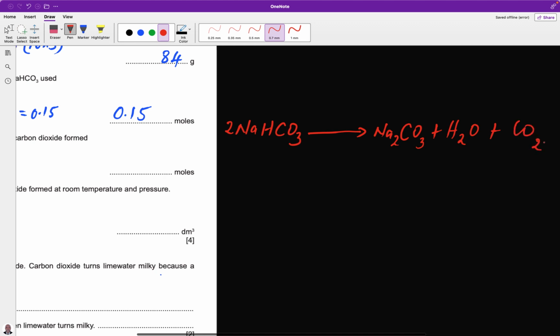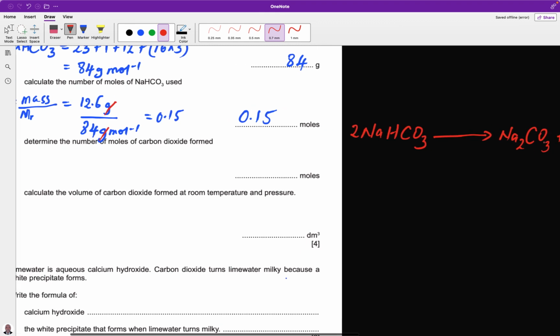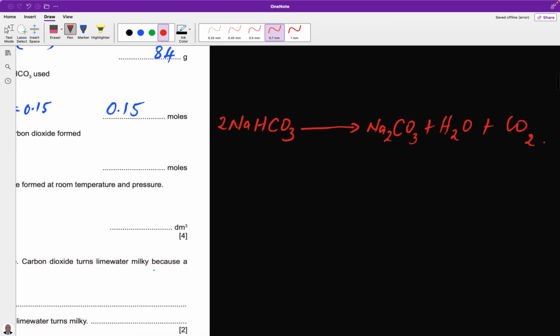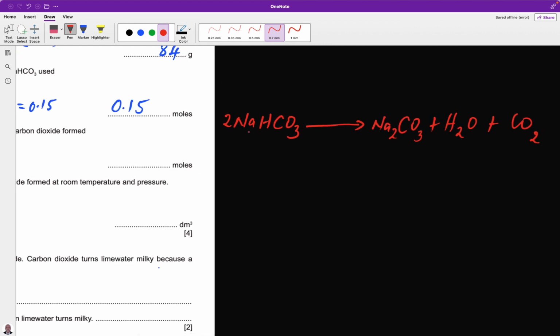Now, we have been told to calculate the number of moles of carbon dioxide produced. In order to do that, we will say if 2 moles of sodium hydrogen carbonate can produce 1 mole of carbon dioxide, then the number of moles we calculated here will produce how many moles of carbon dioxide?